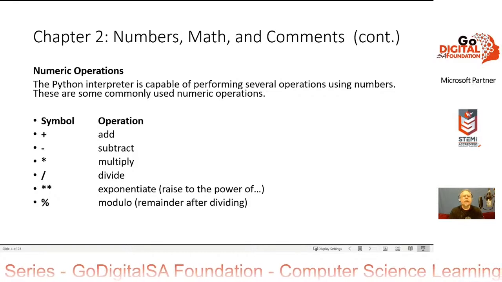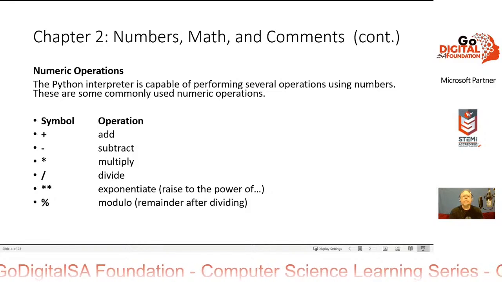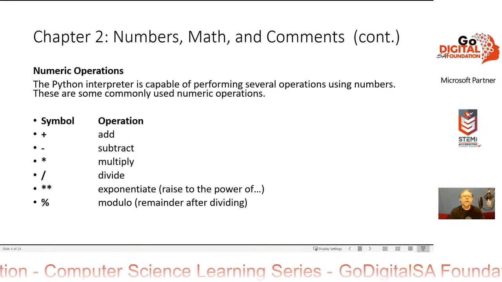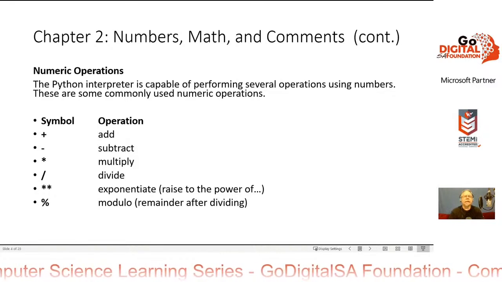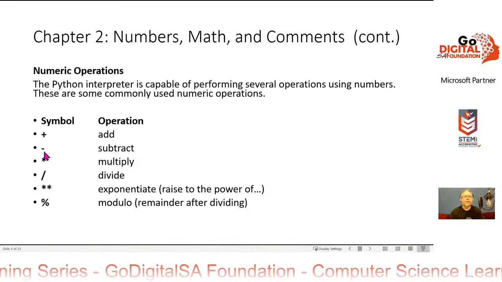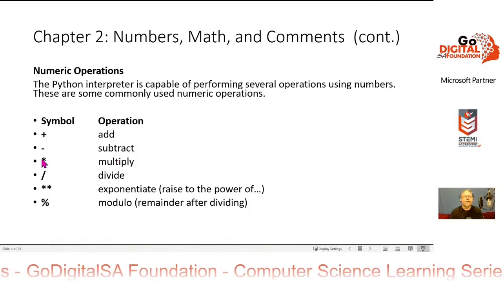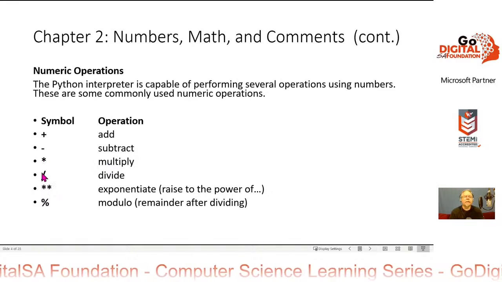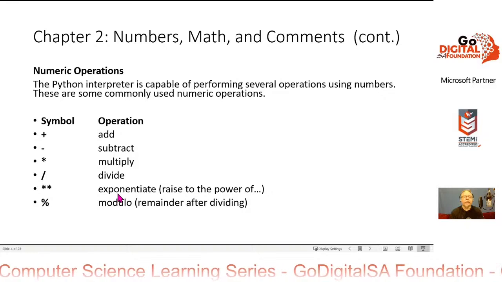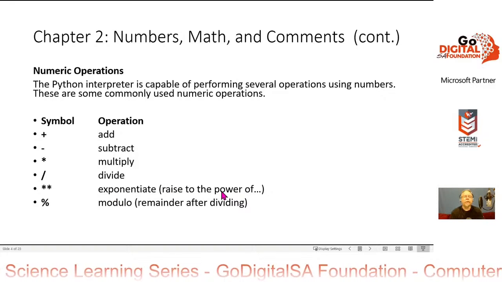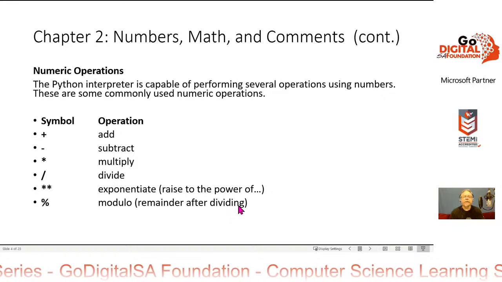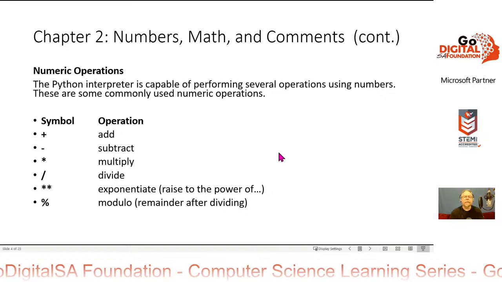Numeric operations. The Python interpreter is capable of performing several operations using numbers. These are some commonly used numeric operations. We use the symbol plus to add, dash to subtract, asterisk to multiply, slash to divide, two asterisks to exponentiate, which is raising to the power of, and the percent sign to do a modulo operation, which is the remainder after dividing. And we'll see some examples now.